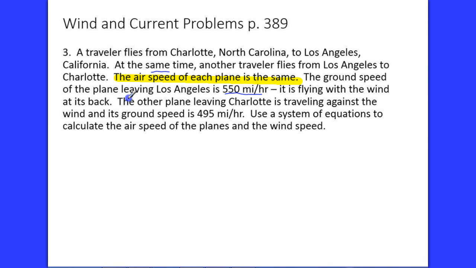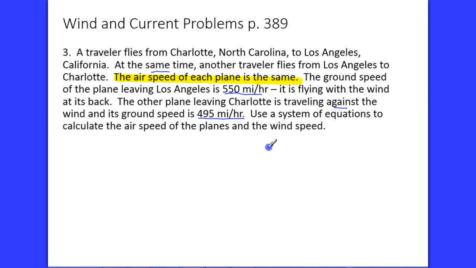But notice what happens in the next sentence. The other plane leaving Charlotte is traveling against the wind, and its ground speed is 495 miles per hour. So that means it's not covering as much ground as quickly because it's pushing against the wind as it flies. So we have airspeed, which is just the capability of the plane to fly through the air, its speed. And then we have ground speed, which is how fast it goes over the ground, kind of like what we're used to when we are driving in a car.